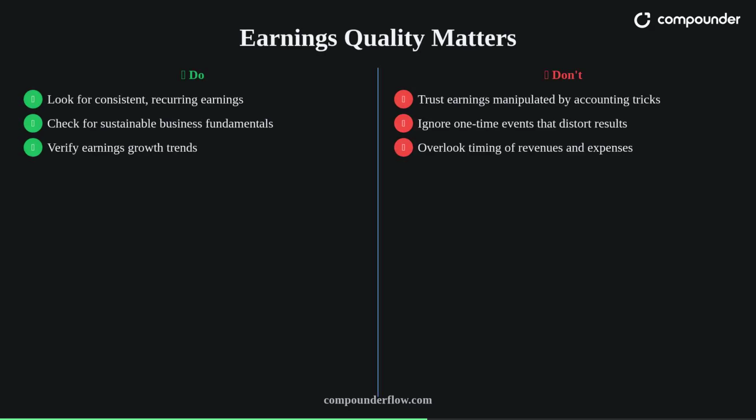Second, earnings can be manipulated through accounting tricks. Companies might time expenses or revenues to smooth earnings, making PE ratios less reliable. Additionally, one-time events like asset sales can distort earnings, creating misleading PE calculations.